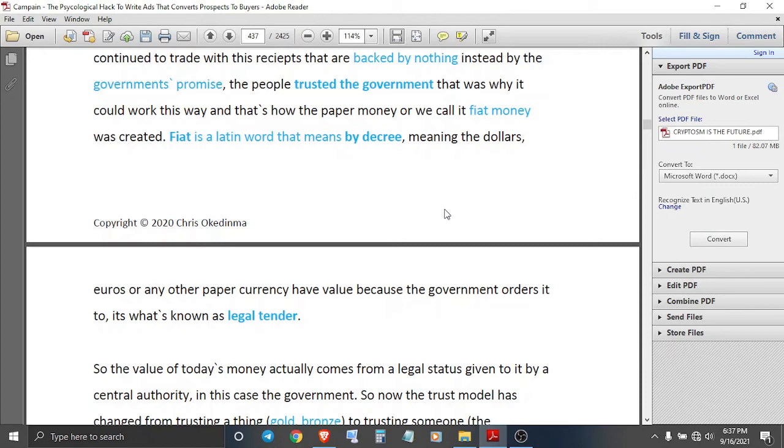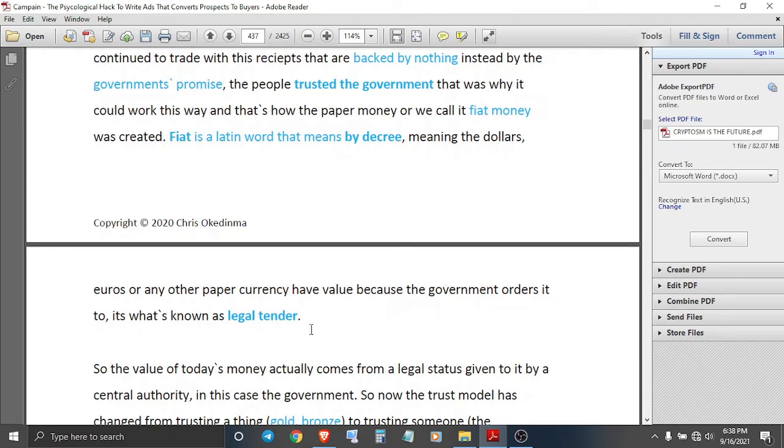So, fiat currency is like the decree of the government, because of their authority. That is why it is being used today. They are the one backing it. Just as we explained, money went through three stages, and this is the last stage. It is right now by the decree, the authority, or the backing of the government.